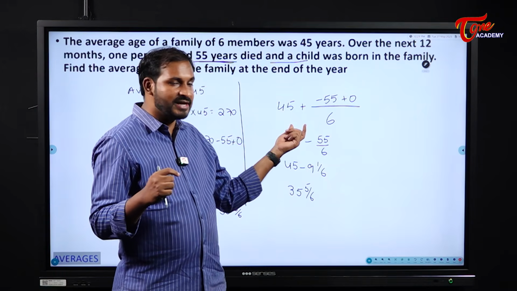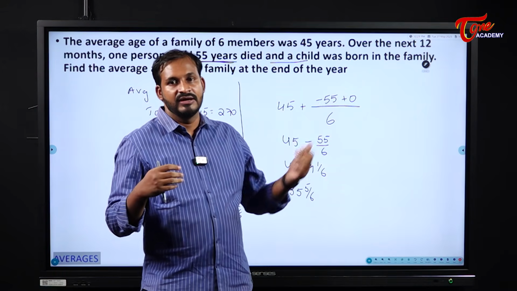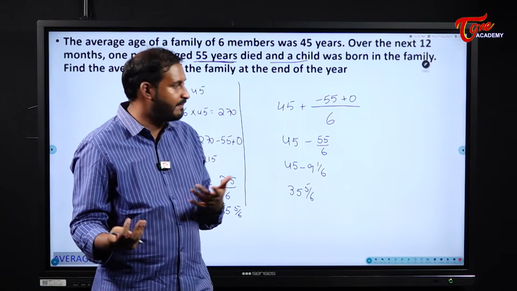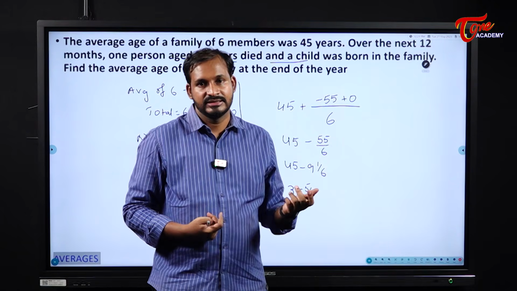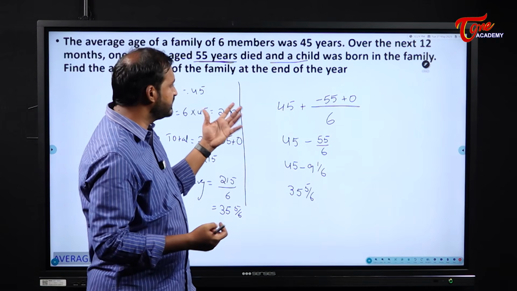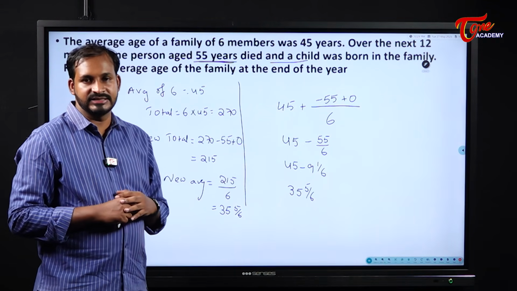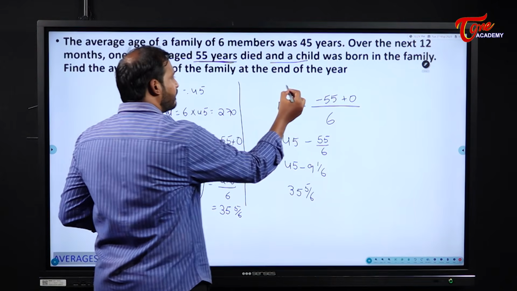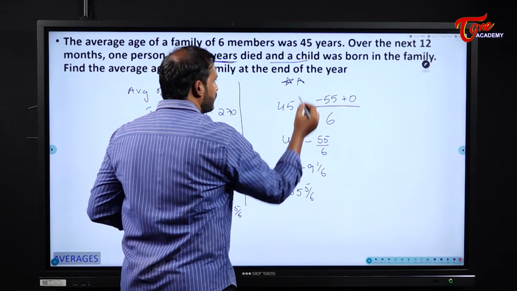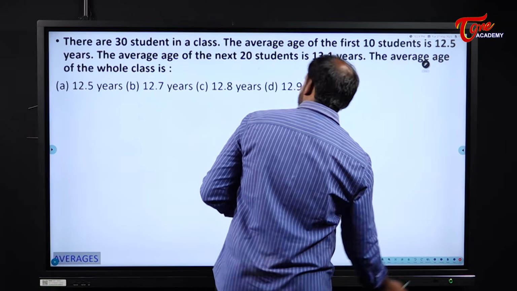We will take the previous average plus, what are the additions and deletions which are happening here, by 6. Why? Because the total family strength still remains 6. So it is 35 5 by 6. But please follow this method, students. Okay? Right? We will see the next one.